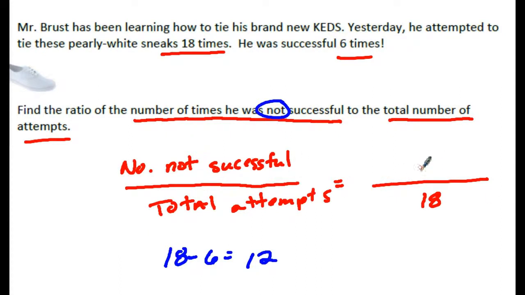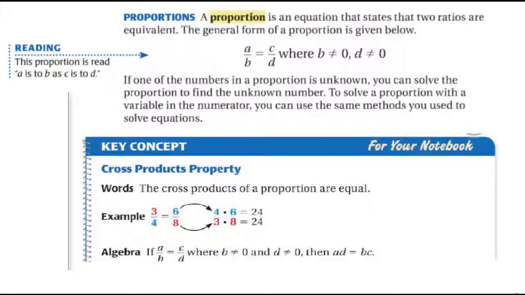So it would be 12 out of 18. And you want to be able to reduce this. Both are divisible, or at least you can take out a 6 on both of these. That means you're left with 2 over 3, and there's our simplest form of the ratio. So again, talk through it, make sure you understand what goes where: the number of not successful to the number of total attempts. Put the right numbers.